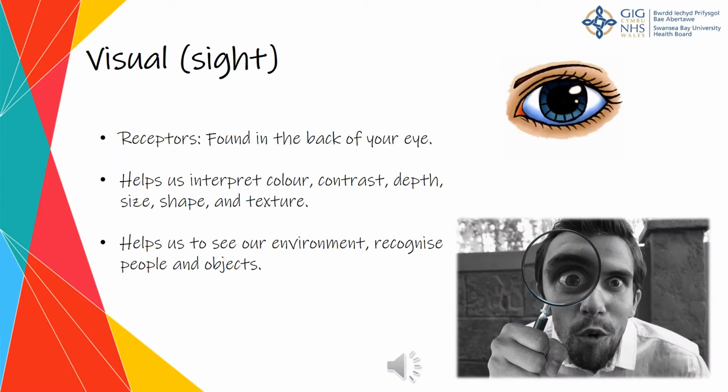The next sense that we're going to discuss is the visual sense. So our eyes have receptors at the back of them and help us to interpret and perceive what we are looking at. For example, it makes us aware of our surroundings, take in our environment, recognise people and objects. Our eyes take in colours, shapes, sizes, textures and depths. There are 2 aspects to our sight: visual acuity, so that's the ability to see and the clarity of our vision, and visual perception, which is the ability to interpret what we see.